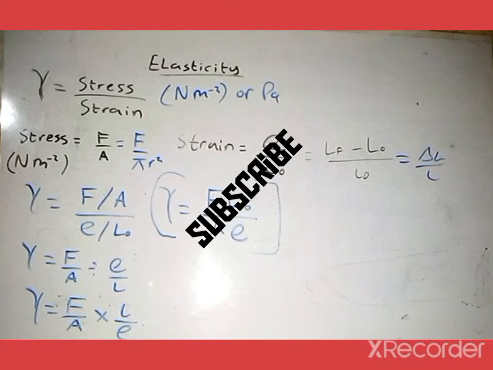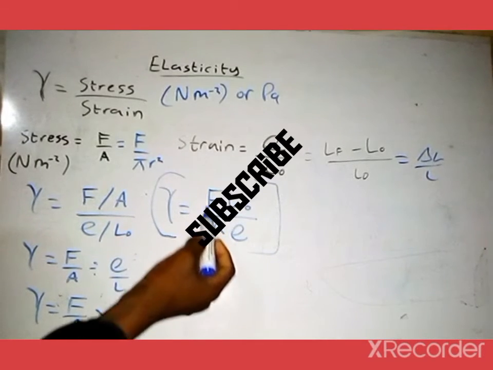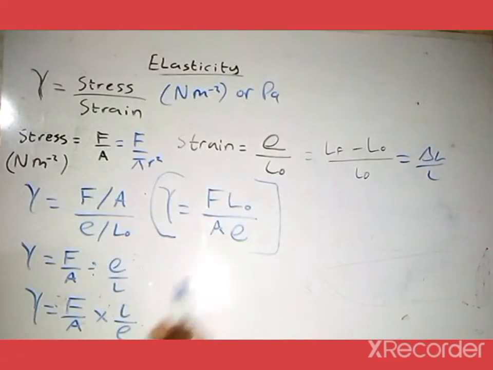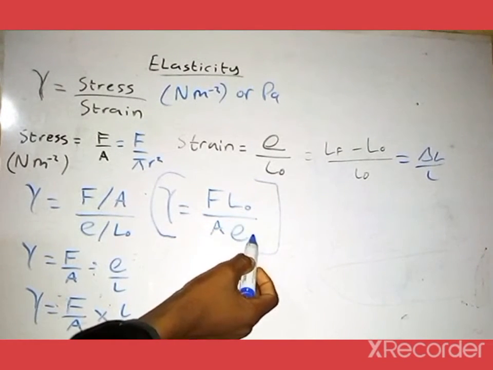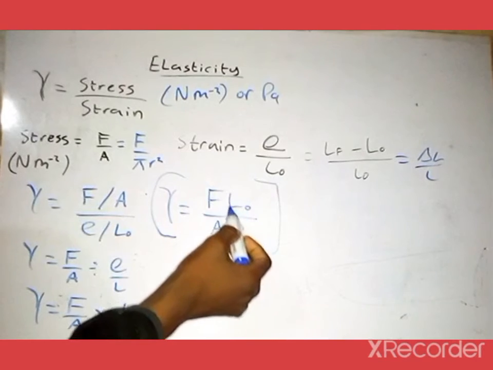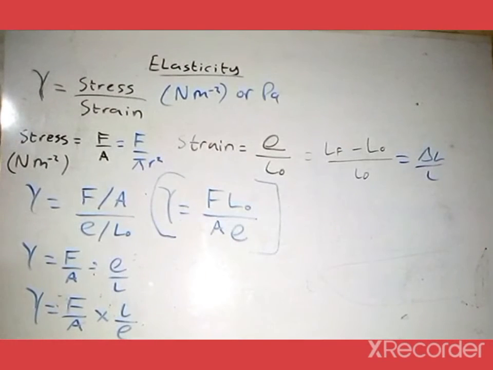So now from this Young modulus, since this is our force, this is our area, we have Newton, we have meter square. But this is measured in meter, and this is also measured in meter. So meter will cancel meter, we have Newton over meter square. Then we have our Young modulus to be Newton per meter square, which is Pascal.